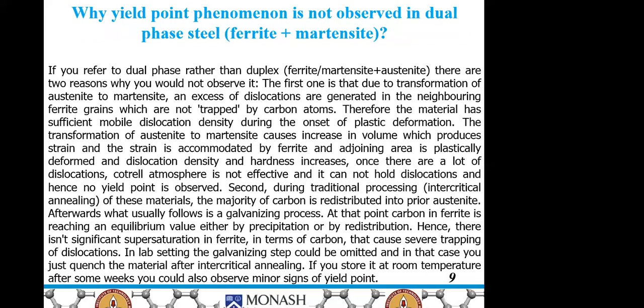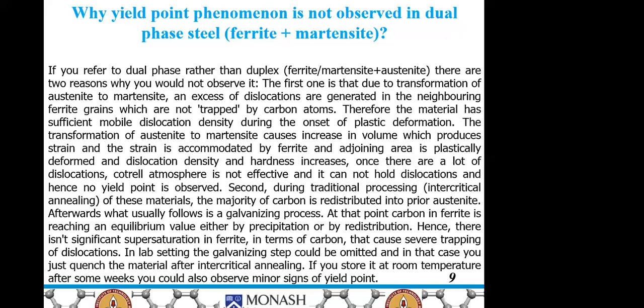Now, why is the yield point phenomenon not observed in dual phase steel? Dual phase steel means ferrite and martensite. As we know, in dual phase steel there is a transformation from austenite to martensite, and there could be some retained austenite also. So we have a ferrite and martensite structure.